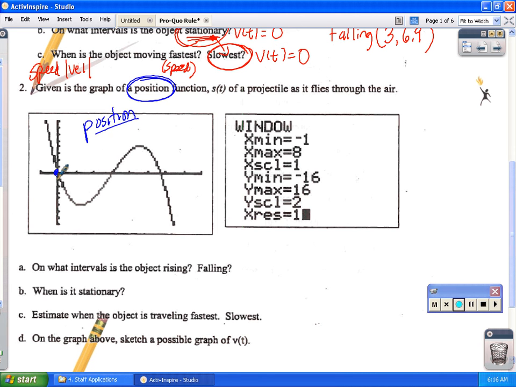The first question is, when is the object rising? Well, since this is a position graph, the object is rising when the position graph is increasing. So we can see the position graph is increasing in this region. And that looks to be about, again, it's a little bit off 1. So we'll just say, for simplicity's sake, let's just call this 1.